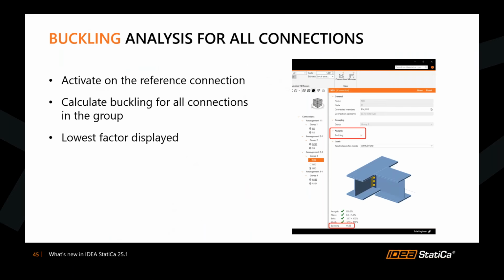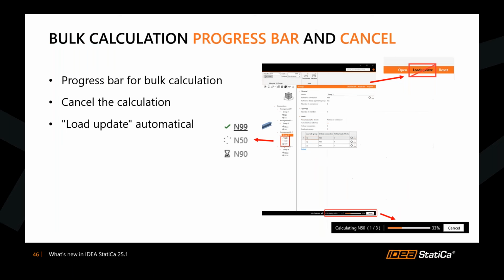Now, another improvement is the buckling analysis calculated for the whole group or for the whole project. You don't have to go one by one to get the buckling results. This is pretty straightforward. And we added also the progress bar and the cancel button. So when you start the calculation of a big project with many connections, you can see the progress of the calculation and stop it anytime.